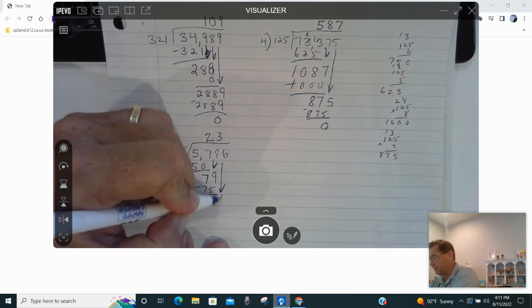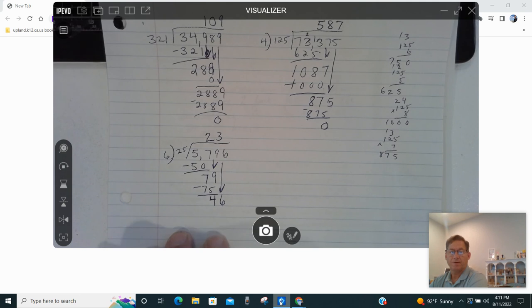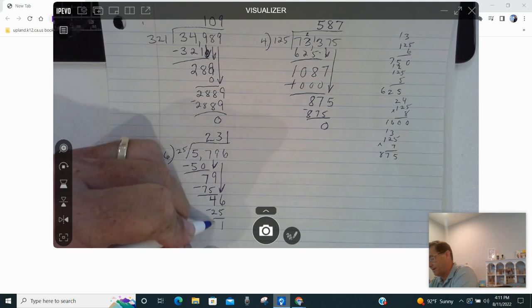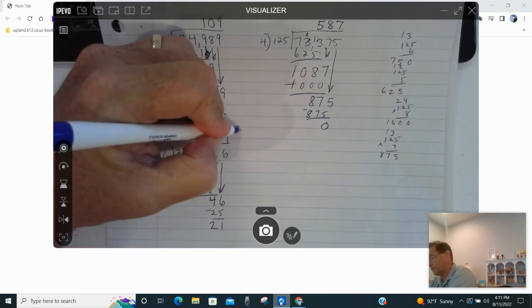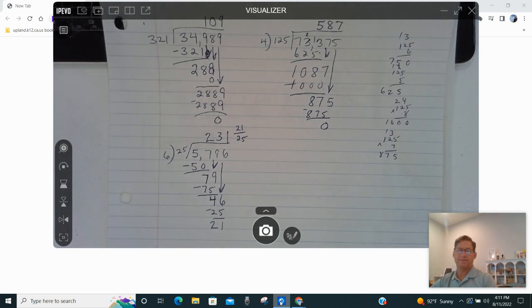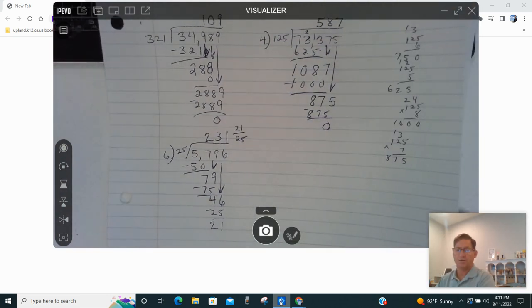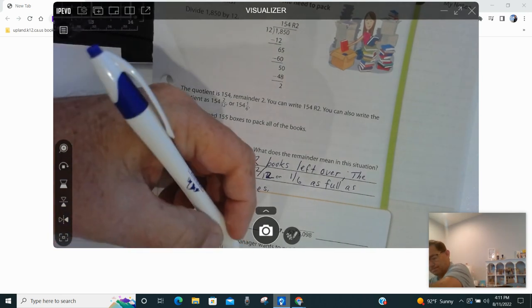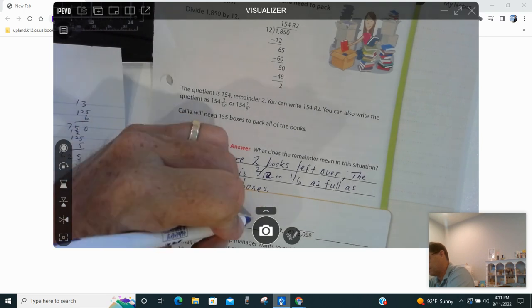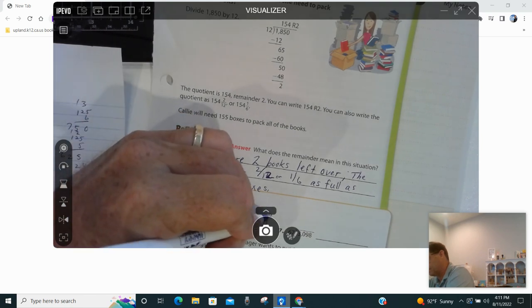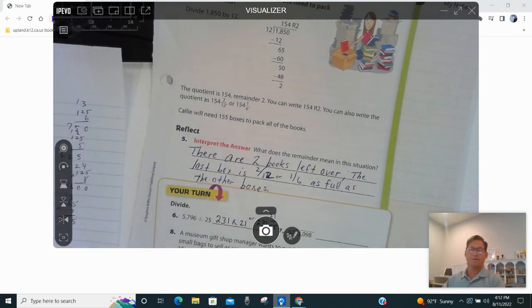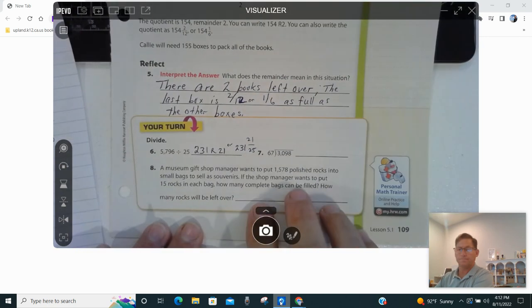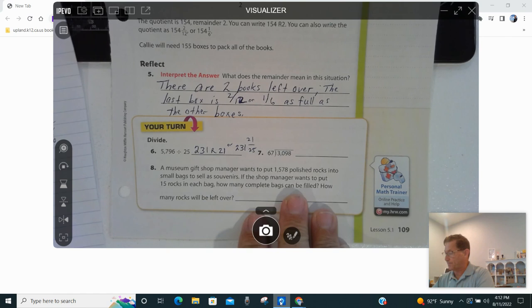And I'm going to bring down the ones digit. 46 divided by 25, I can only get 1 from that. And I have a remainder of 21. So 231 and 21/25ths, or 231 remainder 21. So either way is correctly written. All right, number 7.